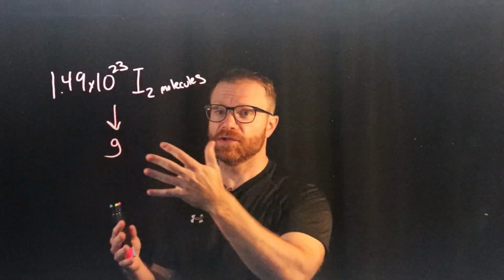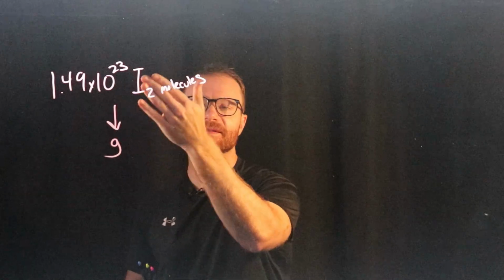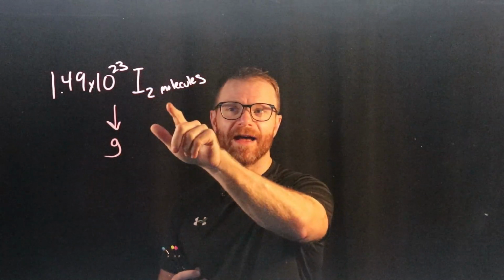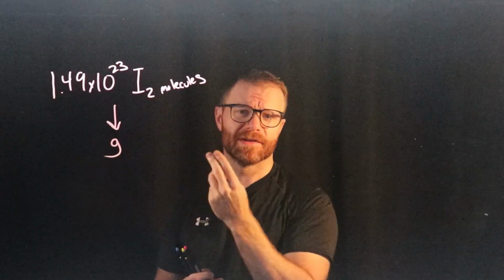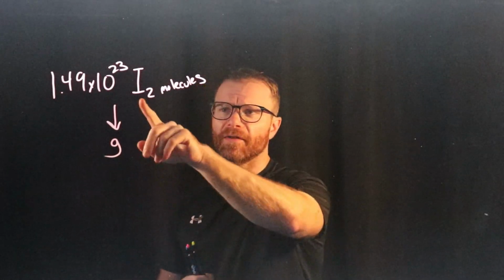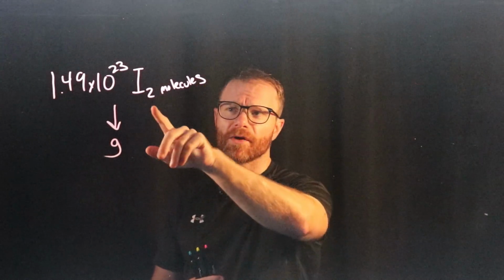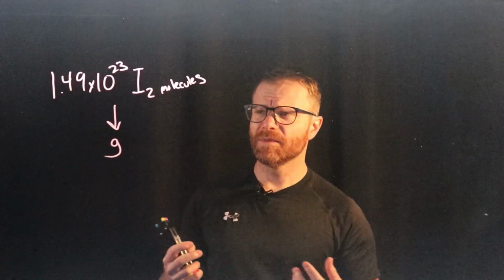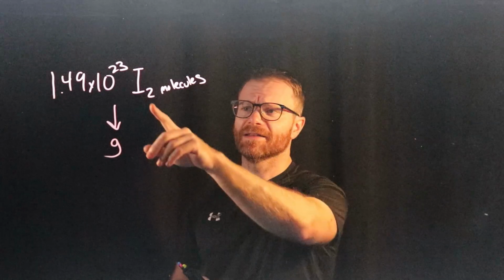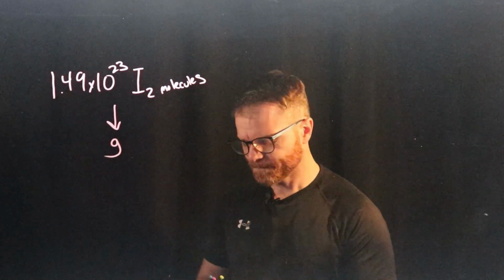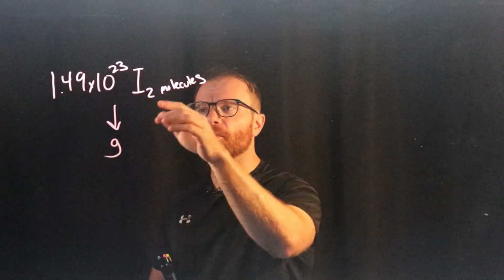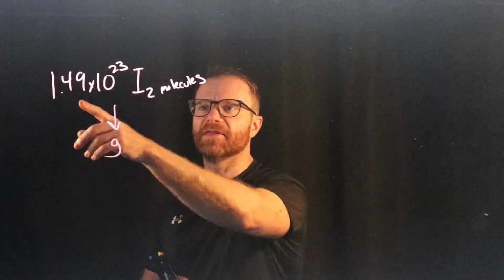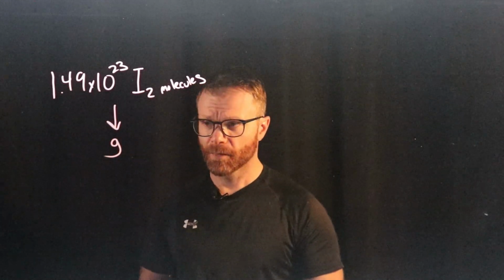What if I had this huge number, 1.49 times 10 to the 23rd iodine molecules, not atoms, but molecules, because it's I2 instead of pure I. So we call that iodine the compound instead, iodine the molecule instead of iodine the element. Sometimes you could, I guess, refer to that as diiodide as well, but no one does that. And we want to know how many grams that is. Like what mass would that be if I had this many iodine molecules?